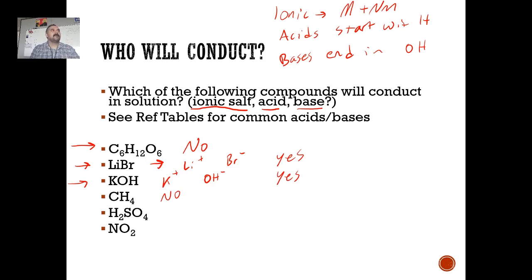Next one is H2SO4. Is it ionic? Is it an acid? Yes, it is. So this is going to give us H plus and HSO4 minus. So this will conduct electricity. The next one is NO2. Is it ionic? Is it an acid? Is it a base? So this will not conduct electricity. Was that easy? You're going to get more practice once we take our quiz on everything that we've been doing, all this new stuff. All right, let's move on.